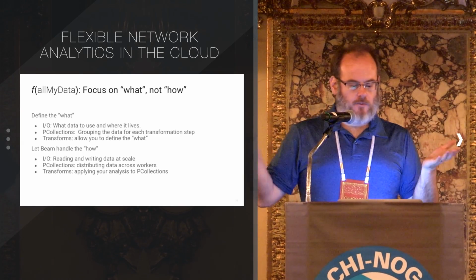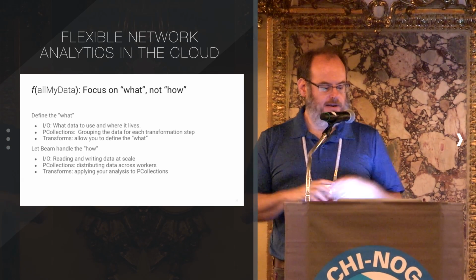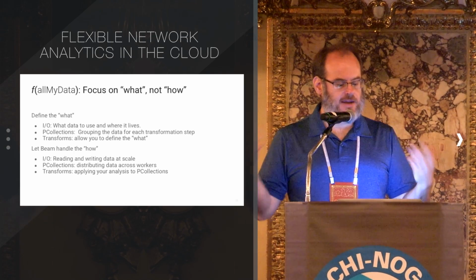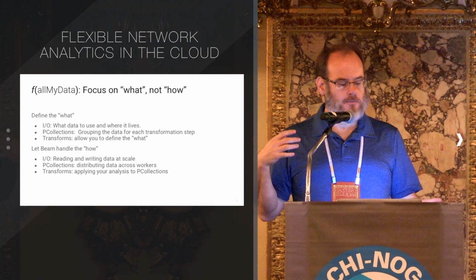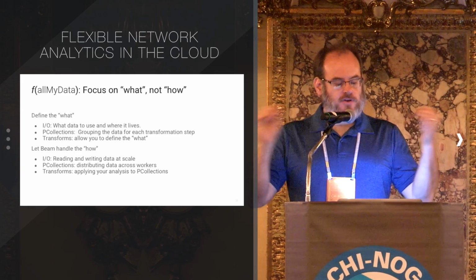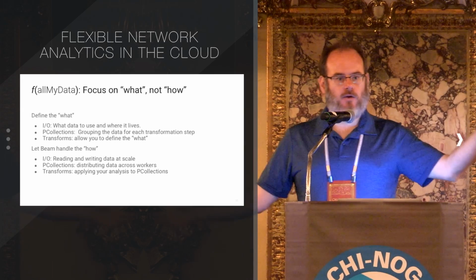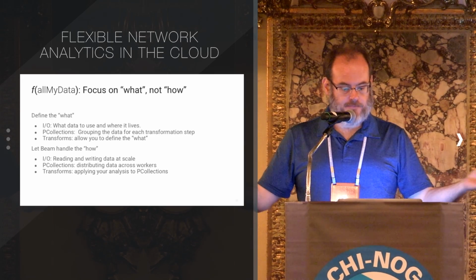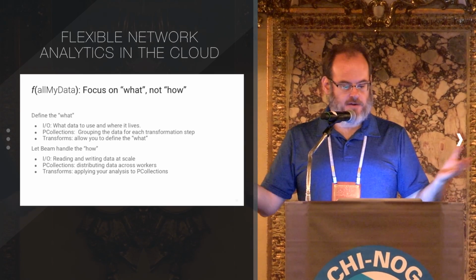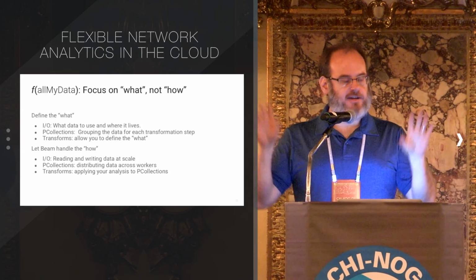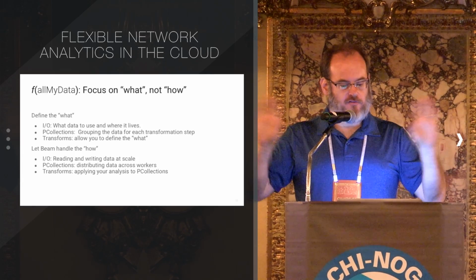So why are these things important, right? I talked earlier about thinking about the what, and not so much about the how. So using these allows you to define the what. You refer to some sort of I/O to tell your system where to get its data from, what data to use, where it lives. But you don't have to worry about the low-level details. Beam will handle that part for you, the low-level how, right?